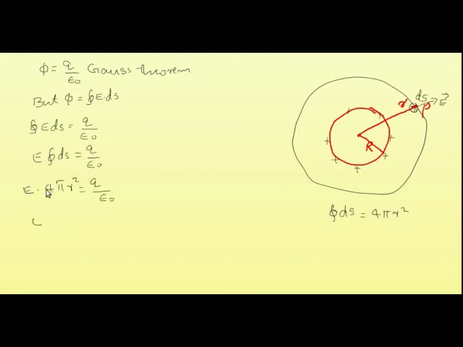So E into 4 pi r square is equal to q by epsilon 0, or E is equal to 1 by 4 pi r square into q by epsilon 0. Now you can rewrite this equation as E is equal to 1 by 4 pi epsilon 0 into q by r square. Here this r is the radius of this Gaussian surface.